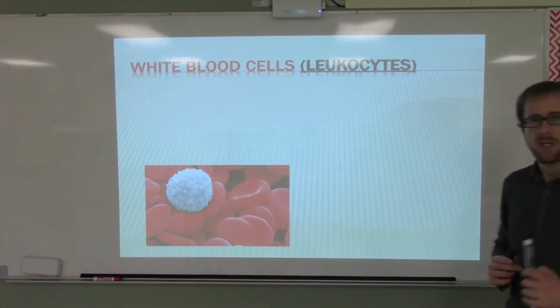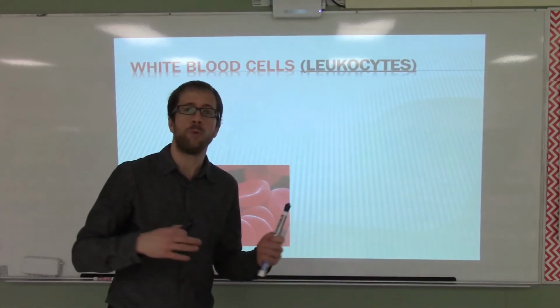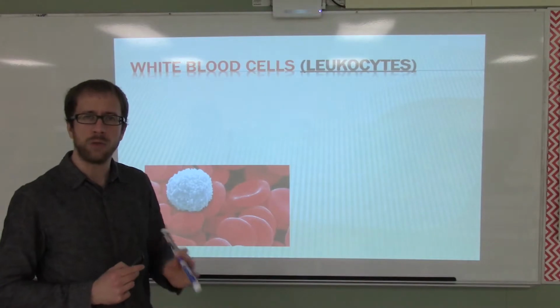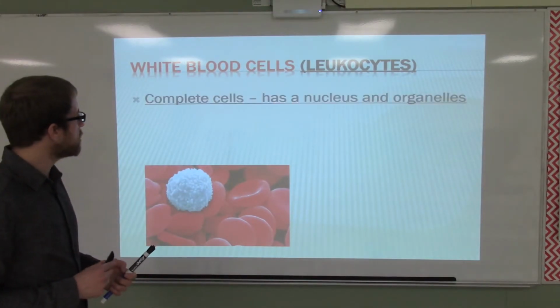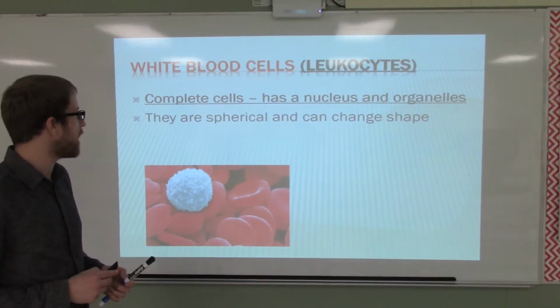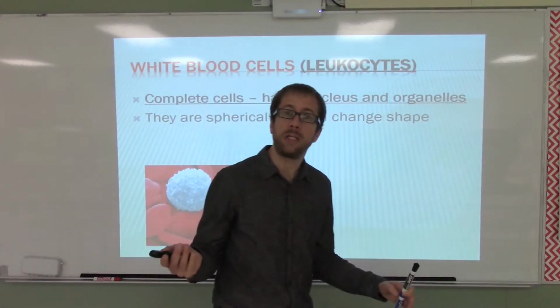White blood cells, the sciencey word for those are leukocytes. So for red blood cells, it's erythrocytes. And for white blood cells, it's leukocytes. And these leukocytes are complete cells, right? They have a nucleus, they got organelles. They are spherical generally, but they can change shape.